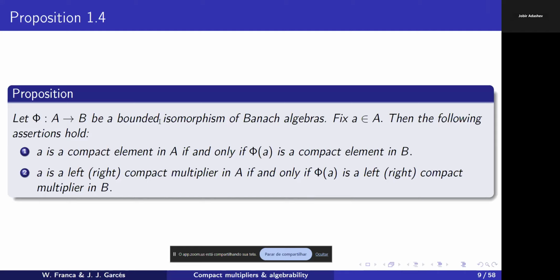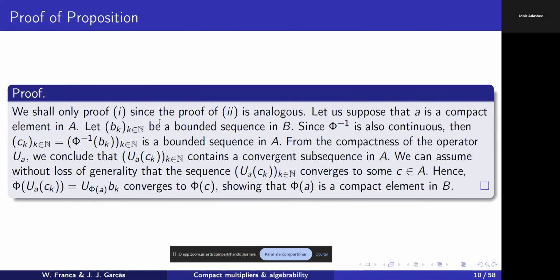The same works for left or right compact multipliers: a is a left or right compact multiplier if and only if its image is also a left or right compact multiplier. The proof is quite short. We only need to prove one, because the proof of two is very similar. So we may assume, for instance, that a is a compact element. Now choose a bounded sequence in B. From the continuity of the inverse of the map, we can show that the image of this sequence (b_k) by the inverse is also a bounded sequence.